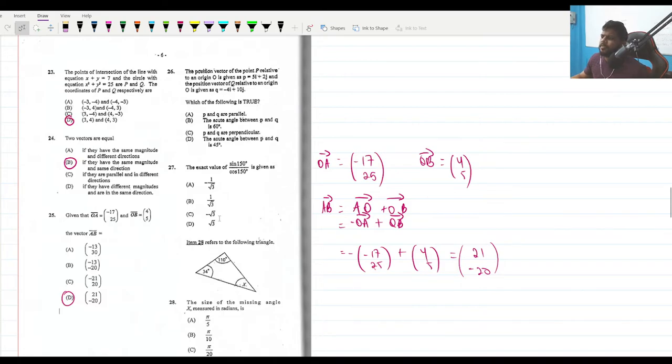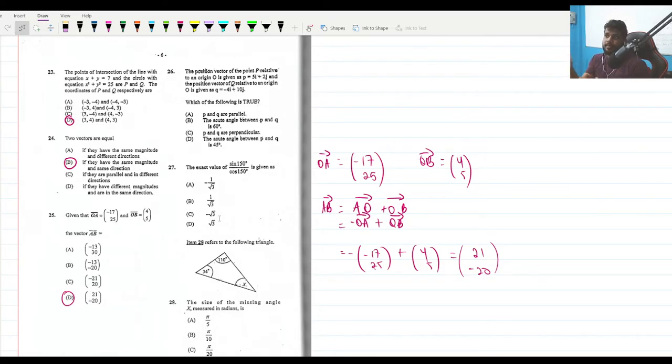The position vector of the point P relative to an origin O is given as 5i plus 2j, and the position vector of Q relative to an origin O is given as minus 4i plus 10j. Which of the following is true? P and Q are parallel. From the get-go, I can see that they are not parallel because they cannot be expressed as a scalar multiple of each other. The acute angle between P and Q is 60. I don't know, I'll have to calculate it. P and Q are perpendicular, and the acute angle.